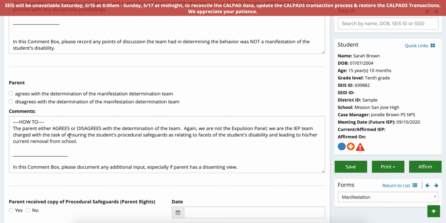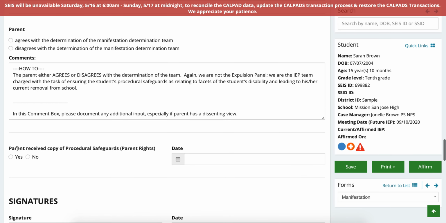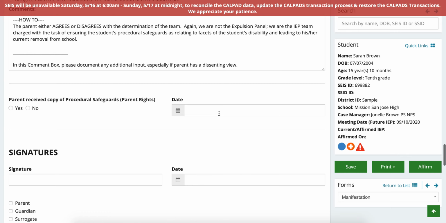So we're charged with the task of ensuring the students' procedural safeguards, and making sure that we are following the legal compliance of seeing whether or not they're being suspended or removed from their educational setting because of their disability, or if it's not, okay? And make sure that we are providing a copy of parent rights to them. So at your IEPs, please always make sure that you have a copy of the procedural safeguards. You're going to mark either yes or no, and the date that we're having the meeting.